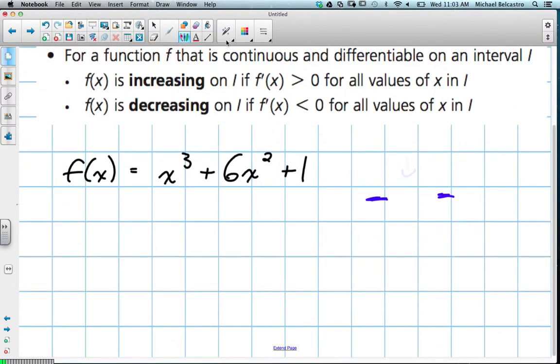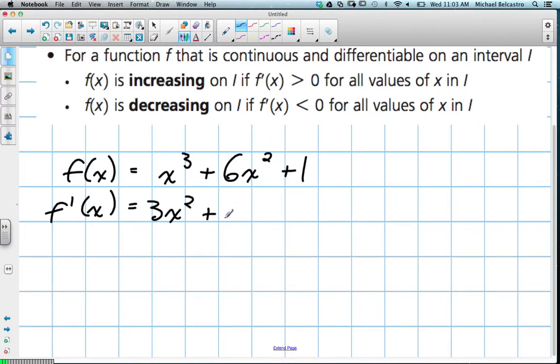So we have our original function, and we're going to derive this function and set it equal to 0. So f prime of x is equal to 3x squared, because there's no bracket. So here's our derivative, 3x squared plus 12x. When we derive this function, we want to set it equal to 0. So our f prime of x is equal to 0.